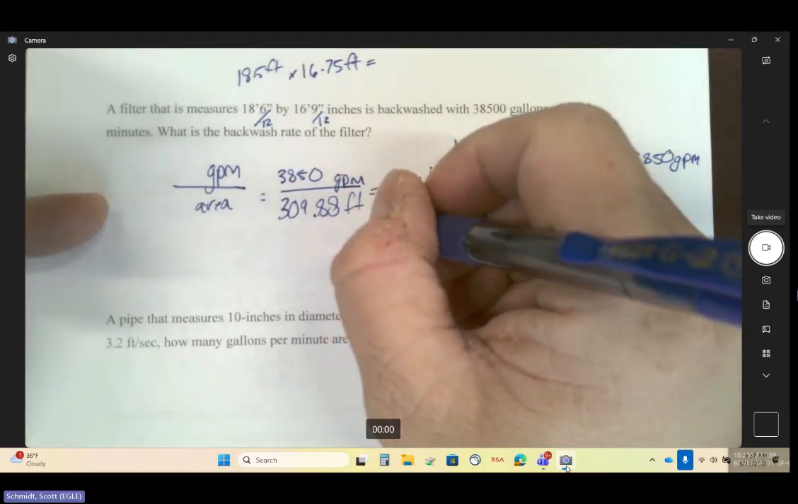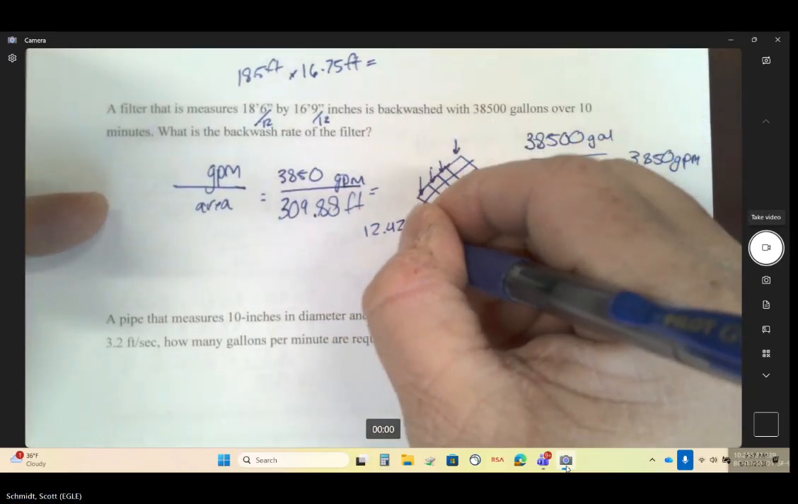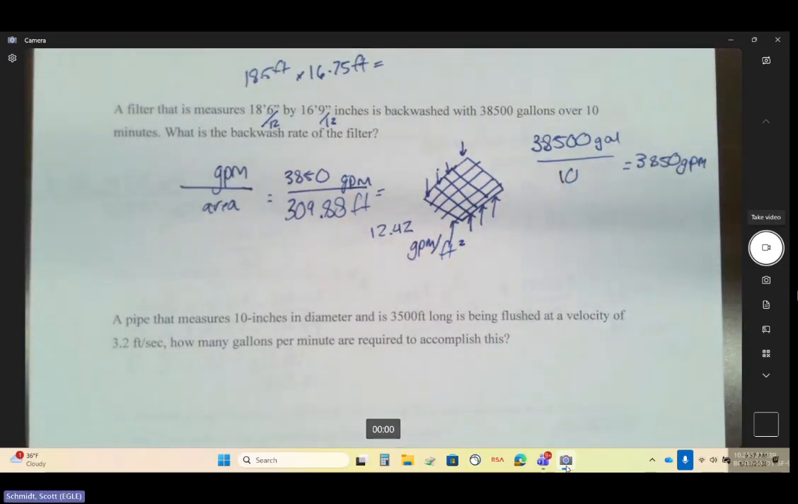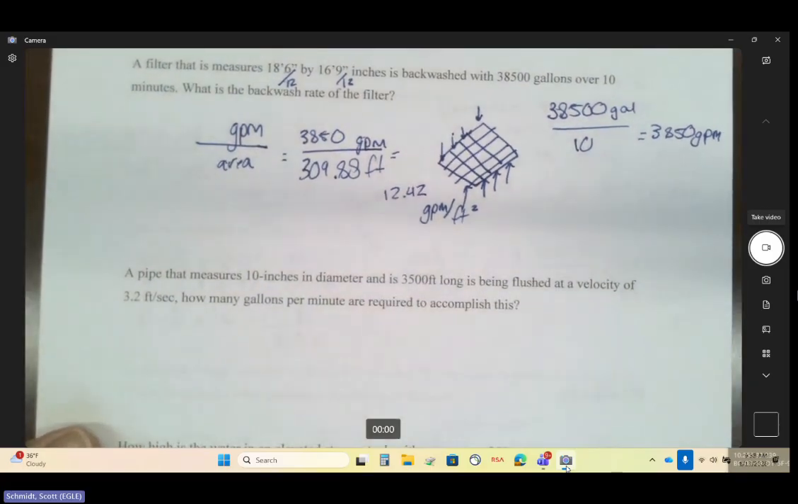And we have a backwash rate of 12.42 gallons per minute per square foot. Filtration rates and backwash rates use the same formula. That's the biggest kicker. A lot of people get confused with that one too. So filters do two things. They act as a pump or they're acting as a filter. So you're either solving for a pumping rate based off a filter, or you're solving it as filtration rate.